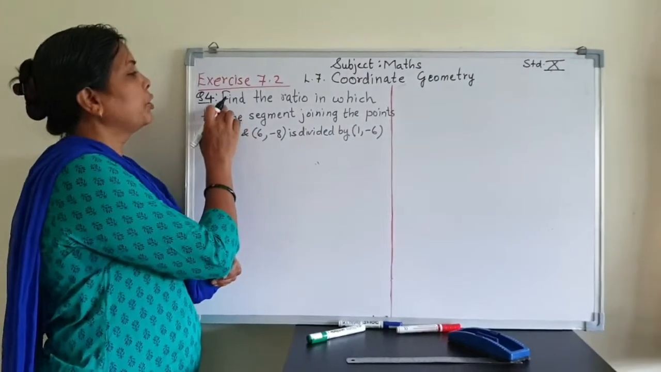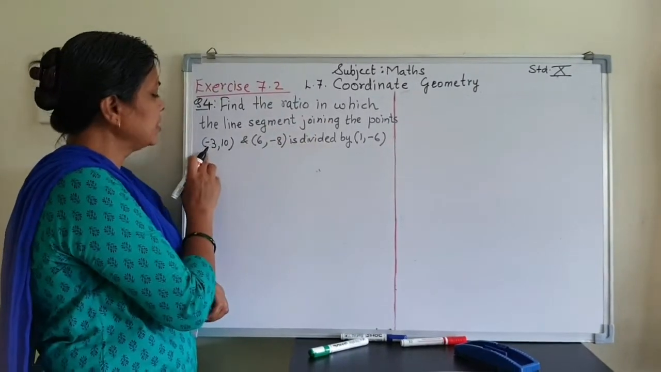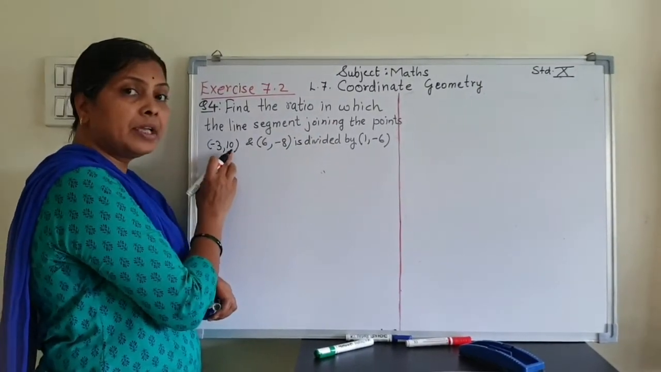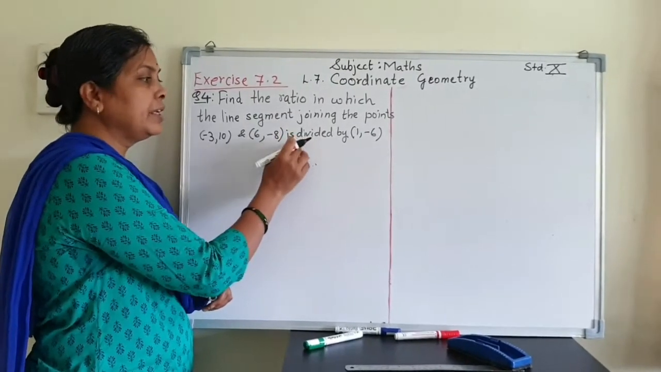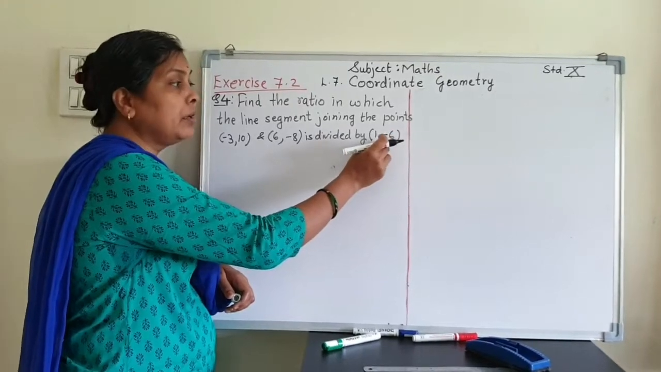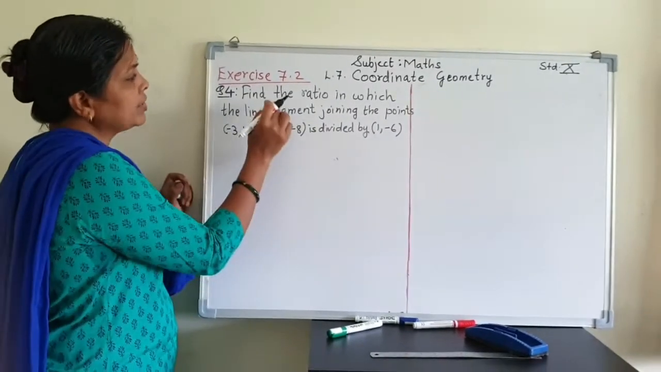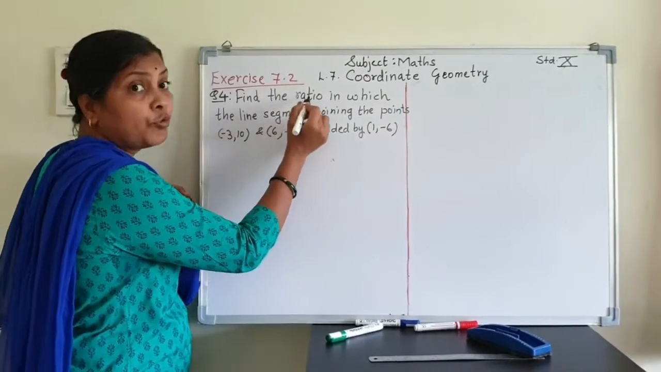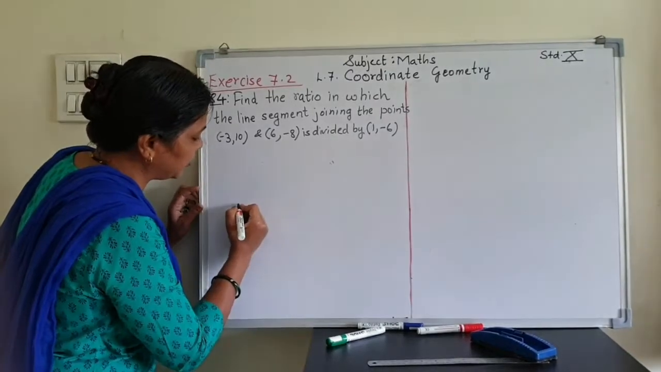Now let's see the fourth question. Find the ratio in which the line segment joining the points with coordinates -3, 10 and 6, -8 is divided by a point with coordinates 1, -6. So here first try to understand what they have asked us. They have asked us to find the ratio. Again we are using the section formula but in a different way.